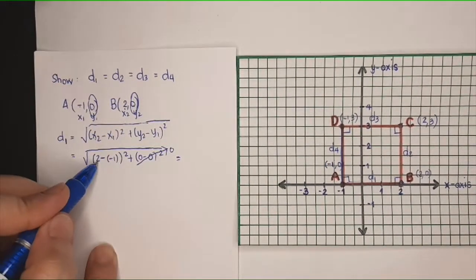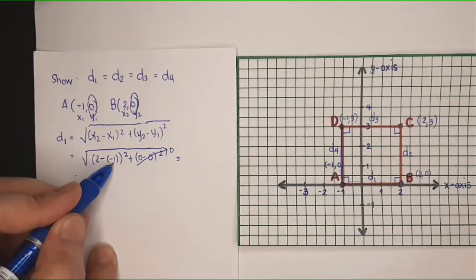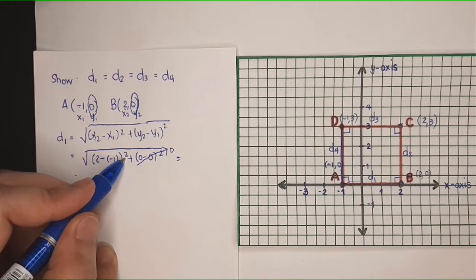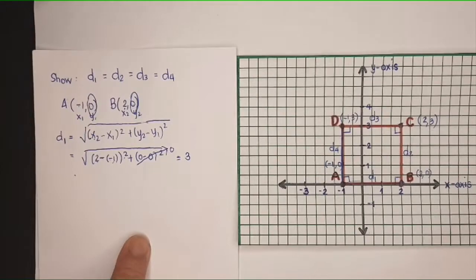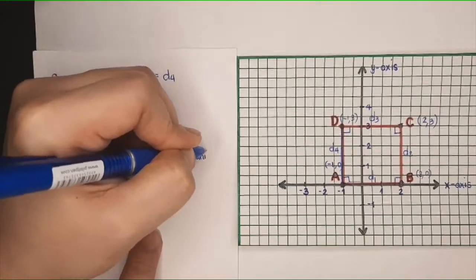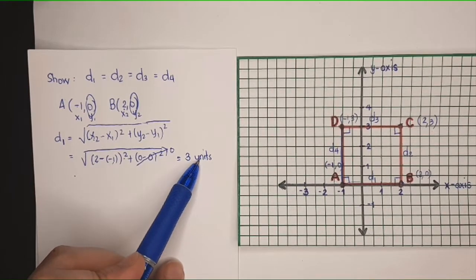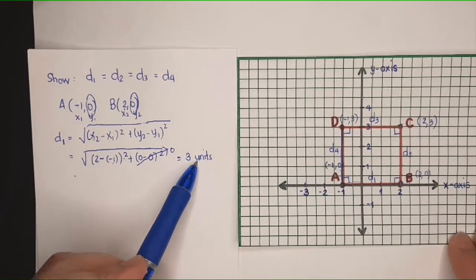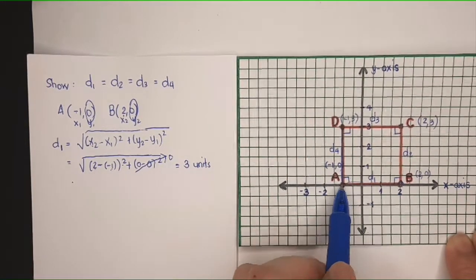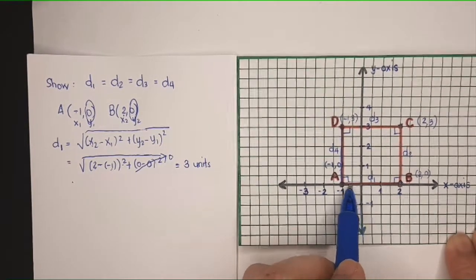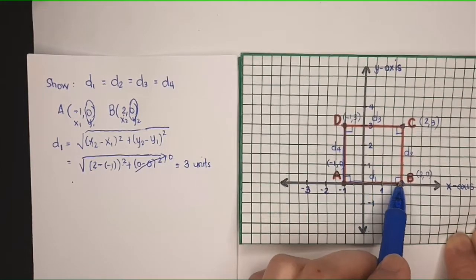What is 2 minus a negative 1? Plus 1, so 2 plus 1 is 3. 3 squared, you can evaluate it, is 9. What is the square root of 9? 3. So 3 units. This is the distance between points A, B. Actually, from the figure, you can do simple counting. Here is A at negative 1, up to here is 1, and then 2, 3.